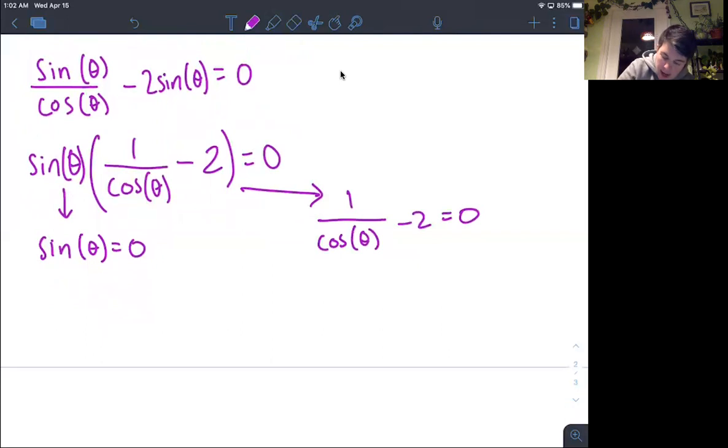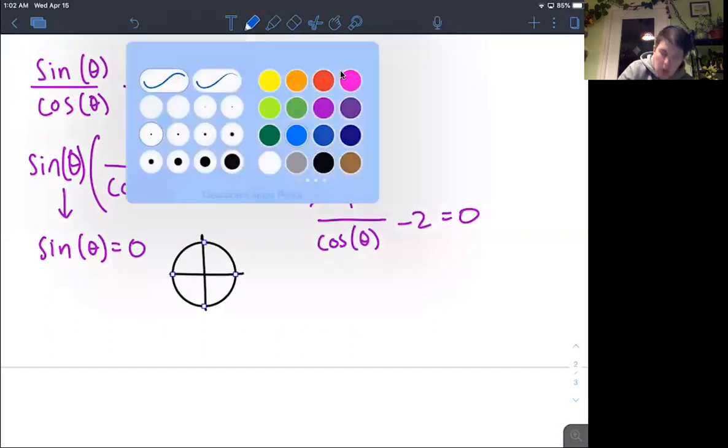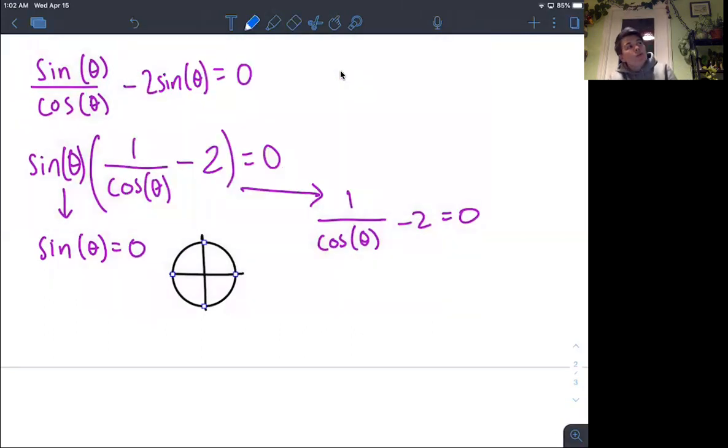Piece of cake. So now let me draw a little unit circle for the sine of 0 right here. When is the sine of theta equal to 0? That is the y value, right? So that's going to happen right here and right here. So that's at 0 and at pi. So theta equals 0 and pi.